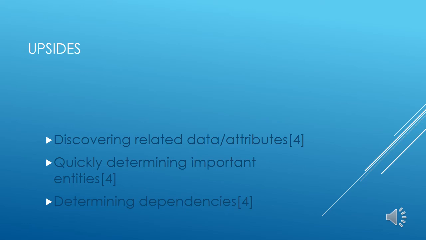And then the last one is determining dependencies. UML component diagrams, when implemented correctly, will show that a component may require an interface from another component, or that a component provides an interface that another component may need. This helps the developer specify the dependencies in a program.